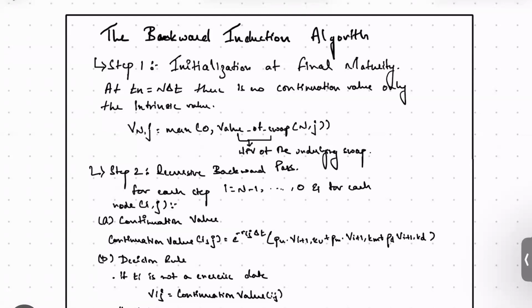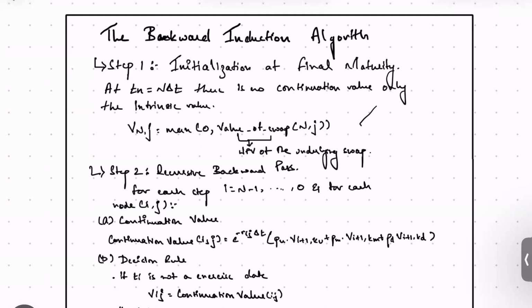So step 1 is initialization at the final maturity, capital T(n). The valuation process begins at the time step of the tree T(n), which is equal to n delta t, which corresponds to the last possible exercise state of the swaption. At each terminal node (n,j) of the tree, there is no future optionality. The continuation value is 0. Therefore, the value of the swaption is simply its intrinsic value. So V(n,j) = max(0, value of the swap at (n,j)). The term value of swap (n,j) represents the net present value of the underlying interest rate swap if the holder chooses to enter into it at this final node.